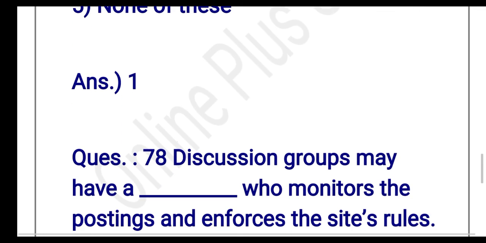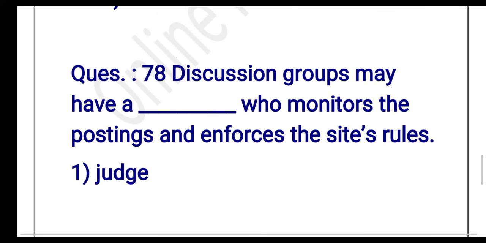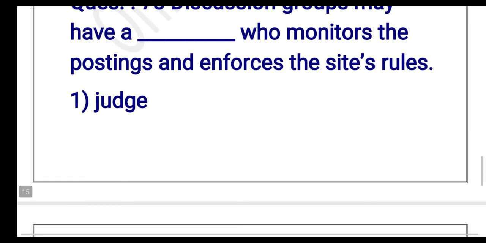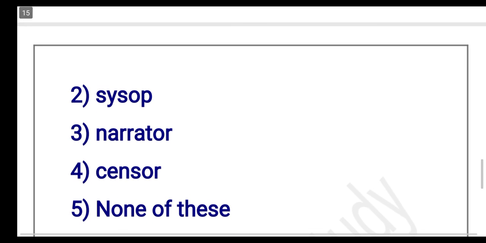Okay students, today's 78th question is, discussion groups may have a dash who monitors the postings and enforces the site's rules. Options are judge, SYSOP, narrator, censor, and none of these. So its answer is option number 2, SYSOP.